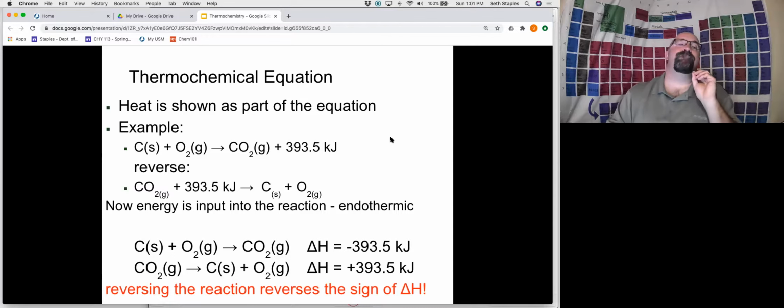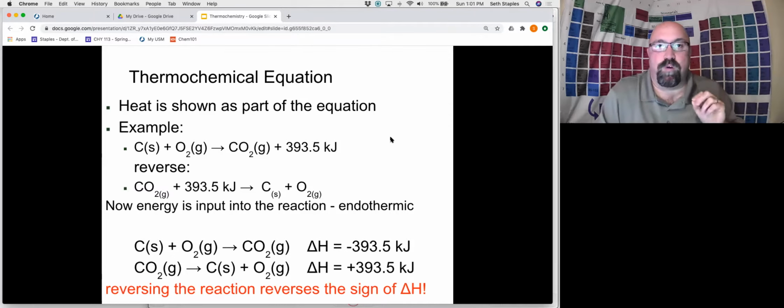This is going to be very important for us as we move forward with a couple of different concepts. We're not changing the amount. We still have the same molar amount, so our magnitude of delta H does not change. But reversing the reaction will reverse our sign of delta H. Very, very, very important concept.